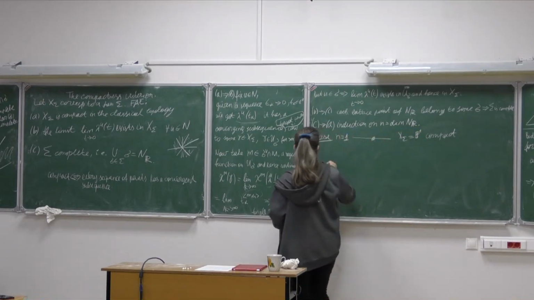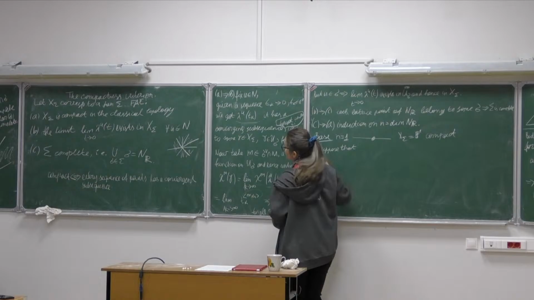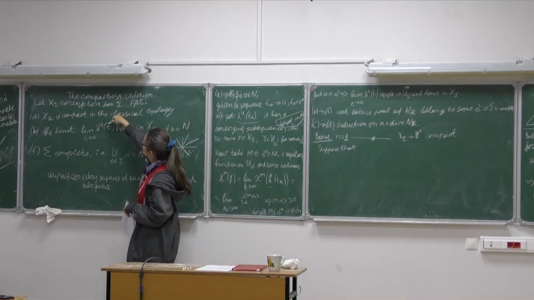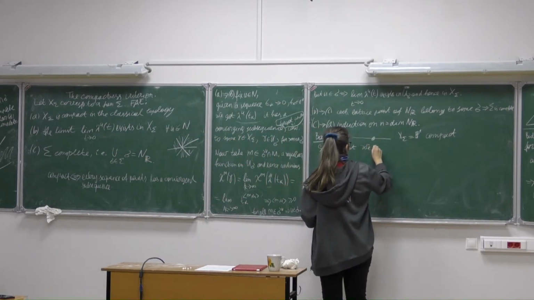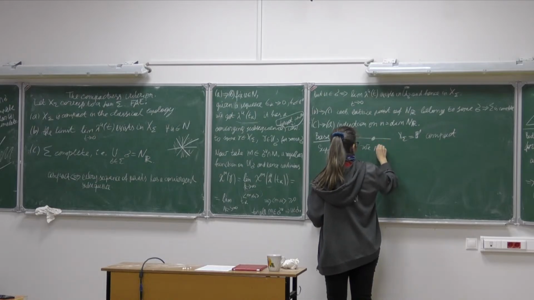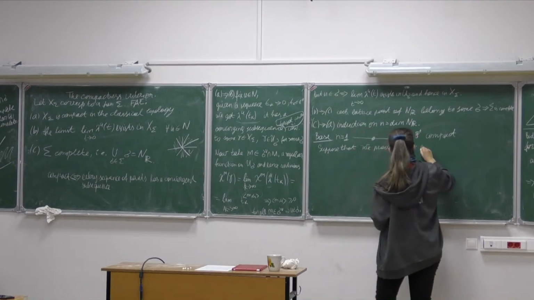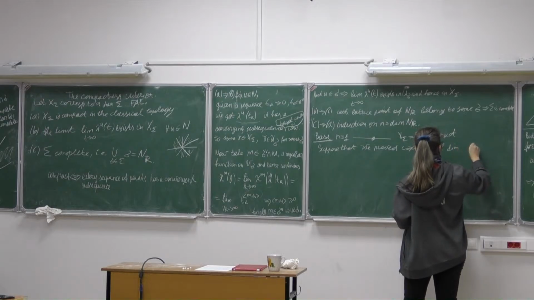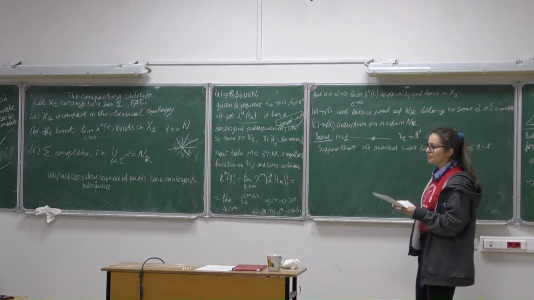Now, suppose that we proved that if the fan is complete, then the variety is compact. We proved C to A for all dimensions less or equal than n minus 1. And now we want to prove it for dimension n.